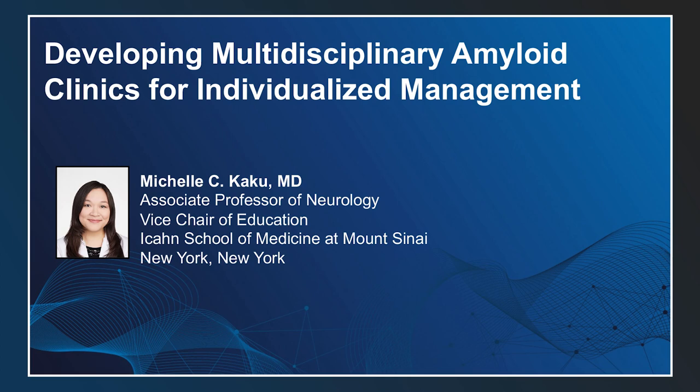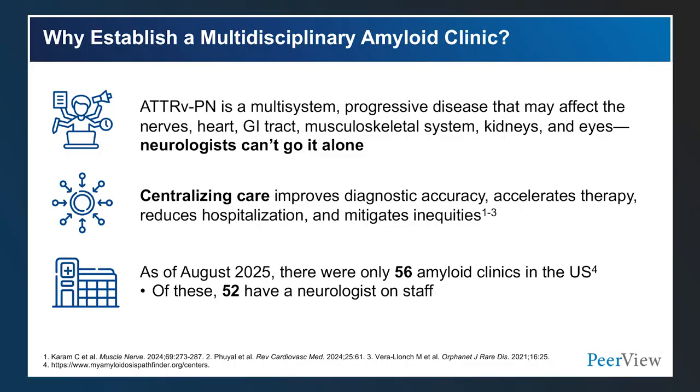Thanks. So I'll be talking a little bit about developing a multidisciplinary amyloid clinic and what that might look like at your institution. So why do that? As we talked about, neuropathy from amyloidosis is really a multisystemic progressive disease and really affects multiple organs. So really we can't do it alone.